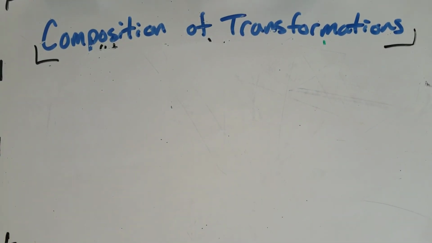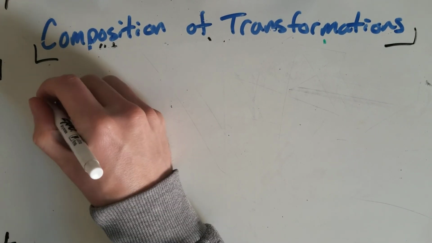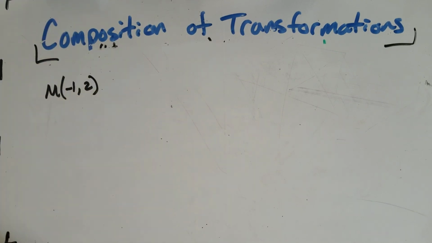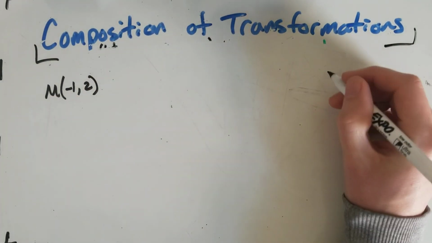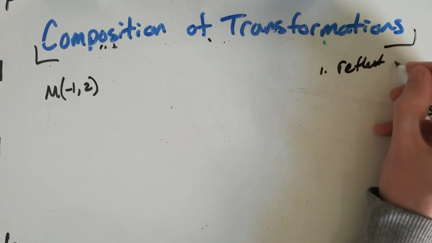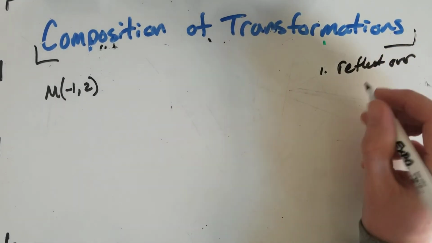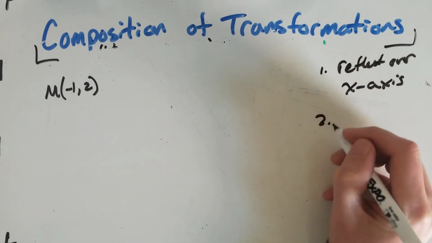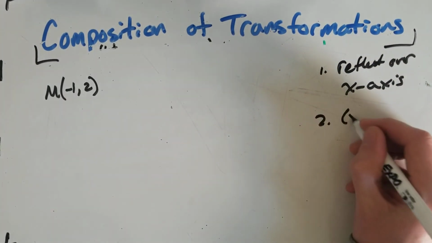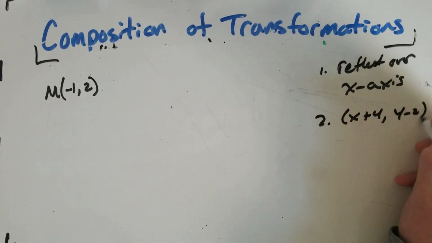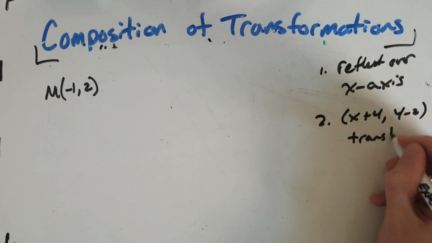So our first one, we are given just a point. We are given the point M is (-1, 2). And we want to reflect. I'm going to write our transformations over here. We're going to reflect over the x-axis. And then after that, we're going to translate by the rule x plus 4, y minus 2.